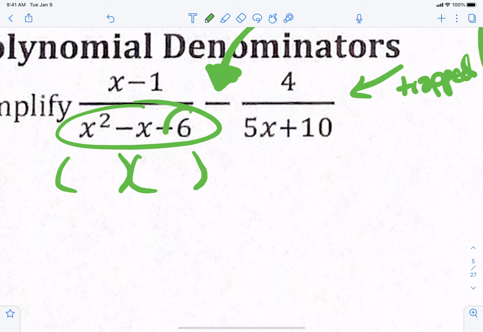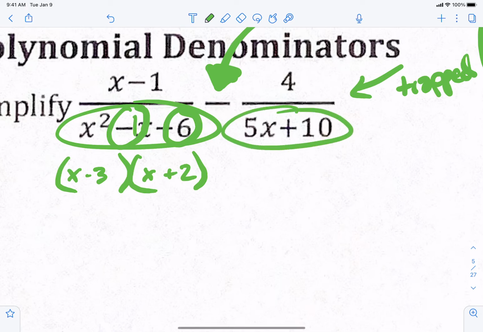What can you multiply to get negative 6, but when you add them, give you negative 1? Negative 3 and positive 2. x minus 3, x plus 2. That will work. Check it. Negative 3 times 2 is negative 6. Negative 3 plus 2 is negative 1. Perfect.